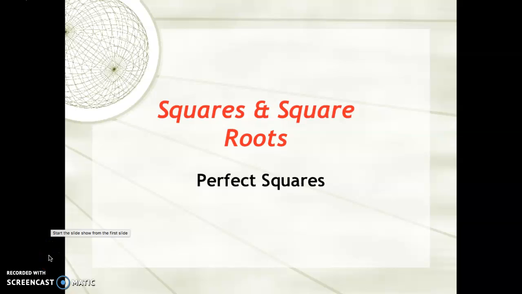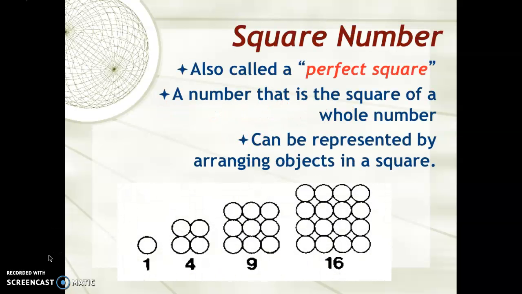So today we're going to be talking about squares and square roots, and we're going to start with perfect squares. A square number is also called a perfect square, and it's a number that is the square of a whole number. It can be represented by arranging objects in a square.